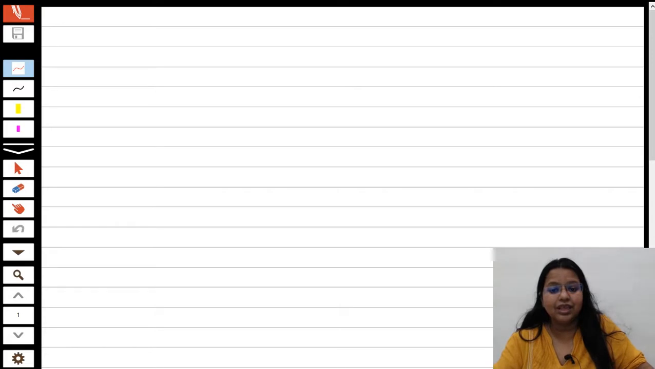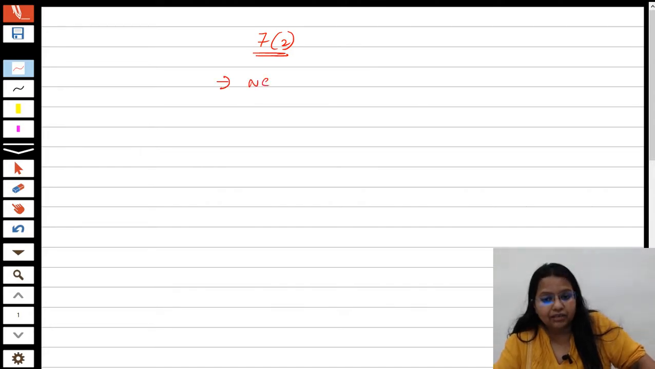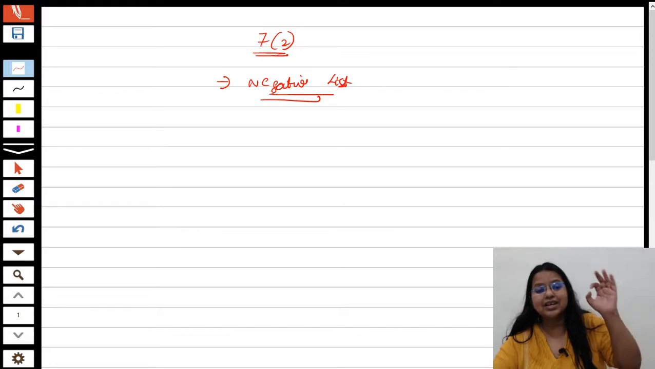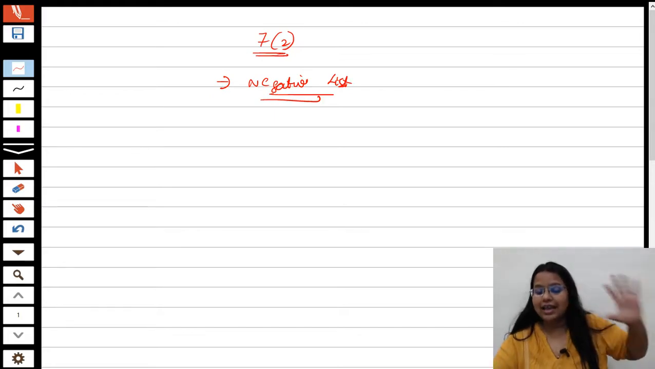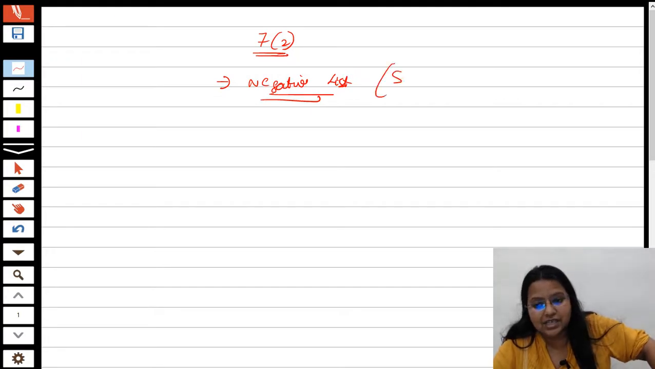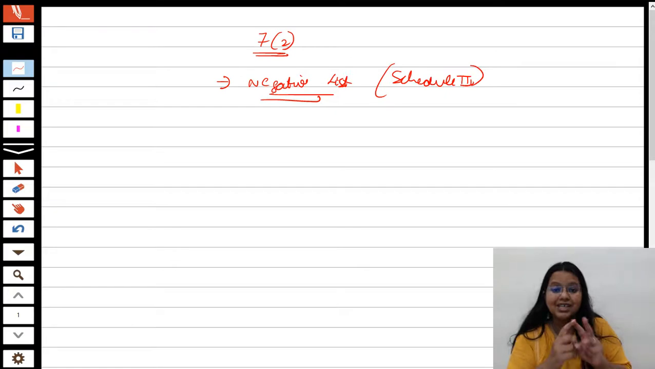Now students, in section 7 subsection 2 of CGST 2017, the very first point is the negative list. In the negative list, they said that whatever activity we include in the negative list will be construed neither as a supply of goods nor as a supply of services. So negative list, schedule number 3. It means till now we have covered 3 schedules, schedule 1, schedule 2 and schedule 3.